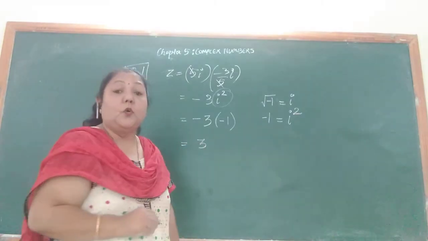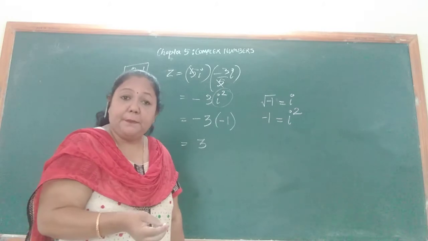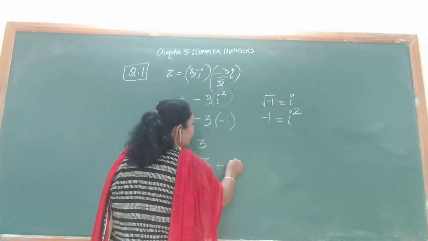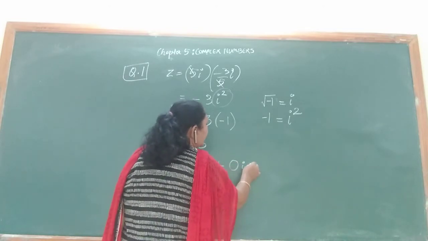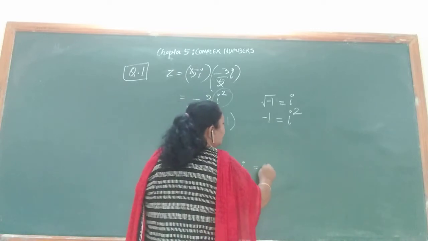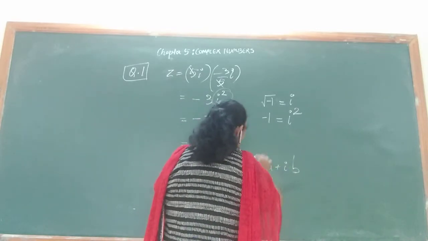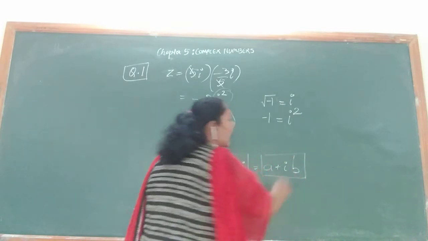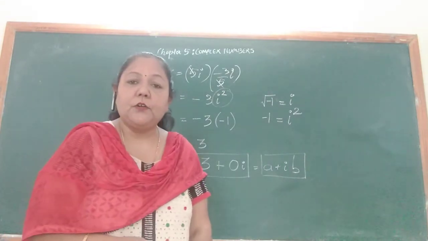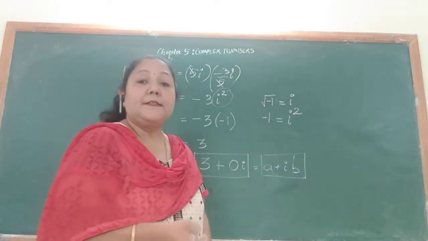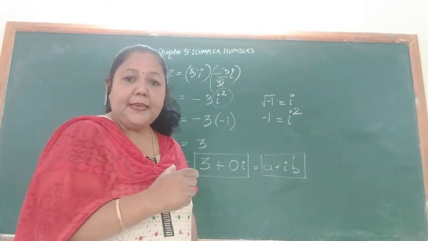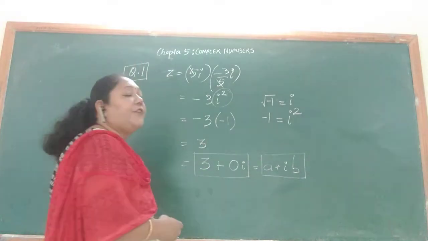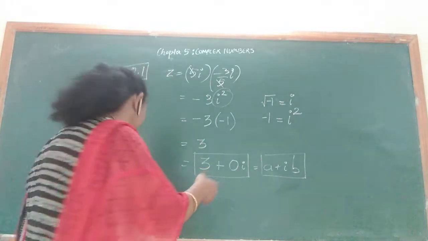And I was told that you write it in the a plus ib form. So here I do not see any i term, so I just write it as 3 plus 0i, which is nothing but your a plus ib form. So every question in this exercise, you are supposed to simplify and convert into the a plus ib form. So this is your first question. Now let us go to the second question.